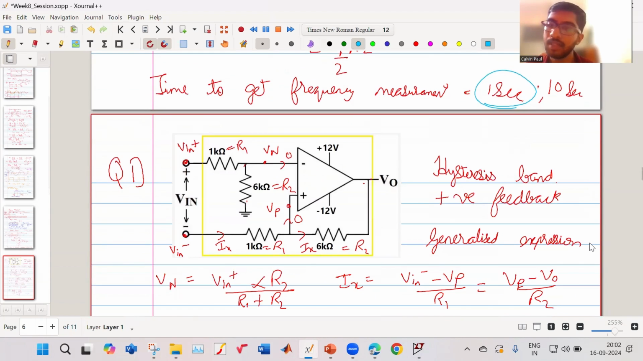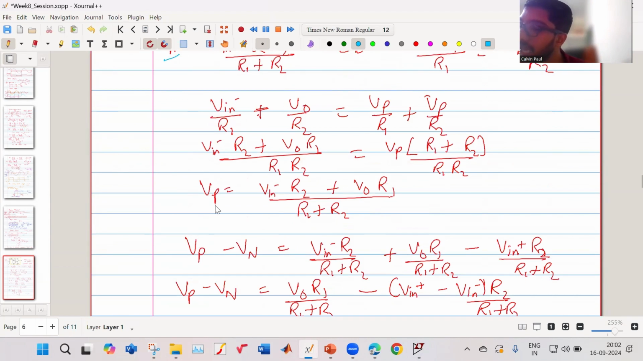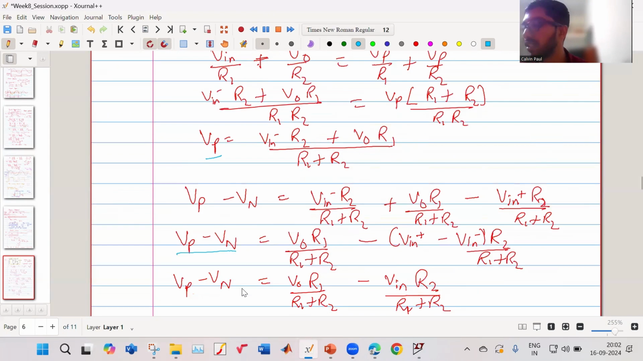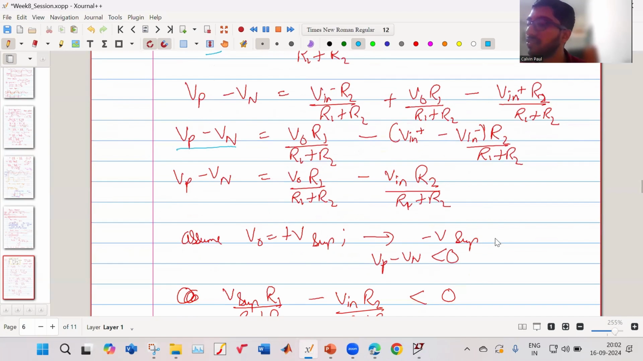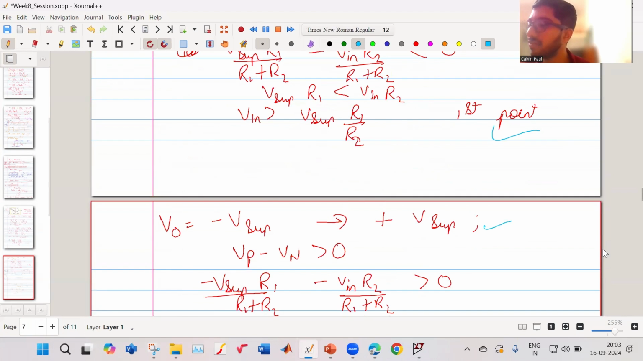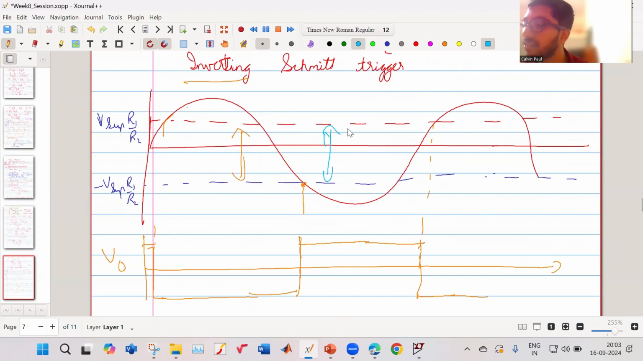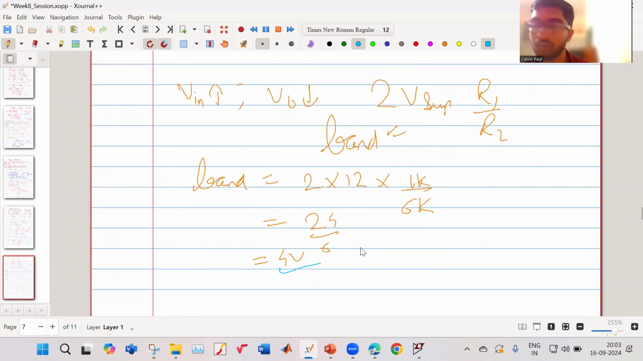Then we did some sums. So this is hysteresis band, positive feedback. This is not exactly the same circuit as Sir used because there are some additional resistors and this V input comes. So this makes it a bit more complicated. So what I did, I made one terminal as V input positive, another terminal as V input minus. I derived the expression of Vn and Vp. Then I derived the expression of Vp minus Vn. And then I used these conditions. This condition I used, then I got the first point. I used the next condition, then I got a second point. And then this is the band which we had to find, and that came out to be 4 volts.